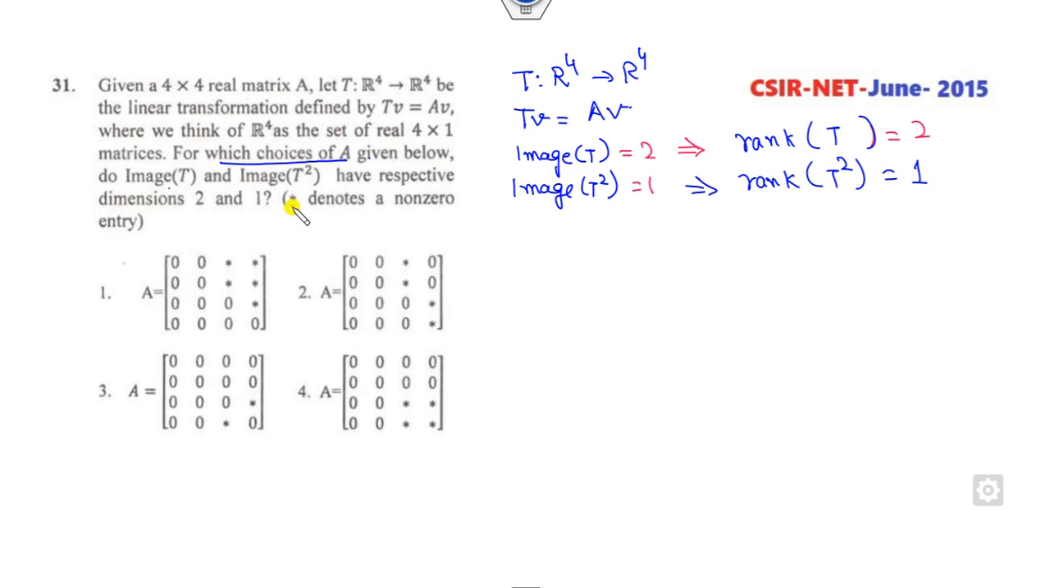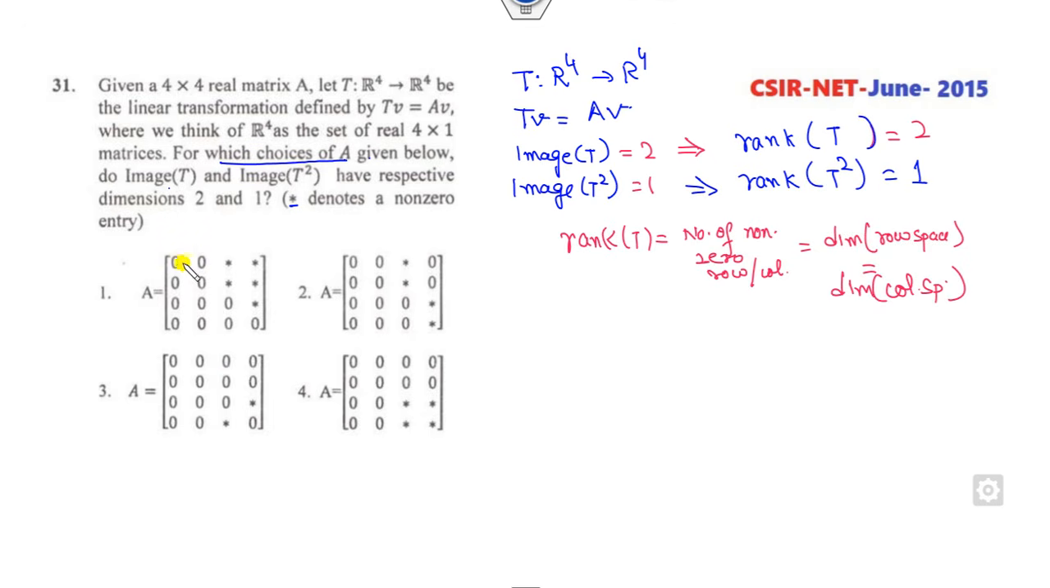What does the star mean? Star represents the non-zero entries. Fine. So firstly we will check which of the following has rank 2. What is the definition of the rank? Rank is the number of non-zero rows or the number of non-zero columns, or you can say the dimension of the row space, or the dimension of the column space.